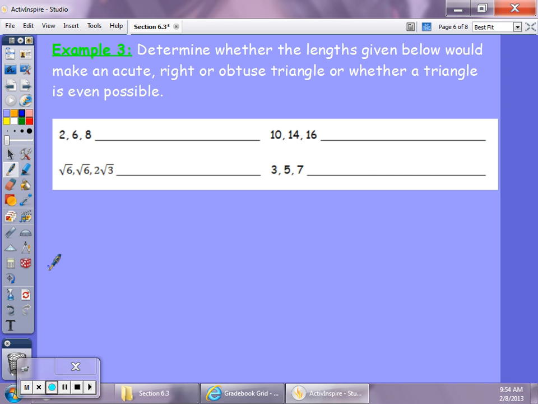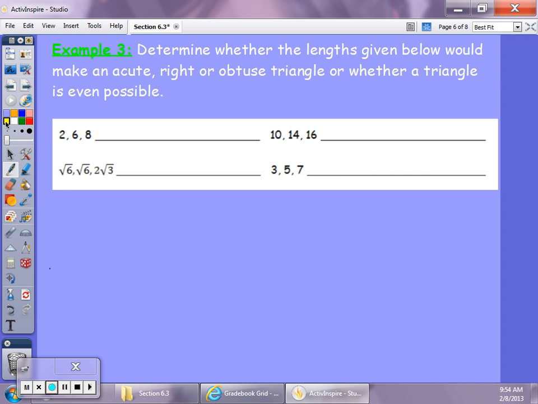So for the last example, we're going to determine whether the lengths given below would make an acute, right, or obtuse triangle, or whether it's a triangle at all, so whether a triangle is even possible. So remember, in order for a triangle to exist, the sum of the two smaller sides must be greater than the largest side. So for each one, make sure you're checking to see if the two smaller sides, when you add them together, are greater than the longest side.